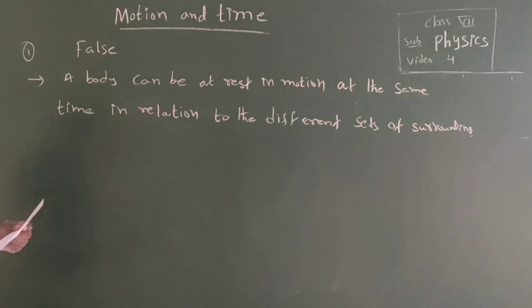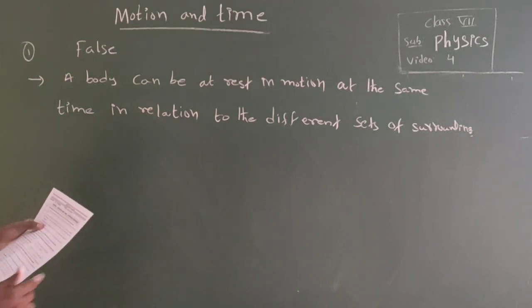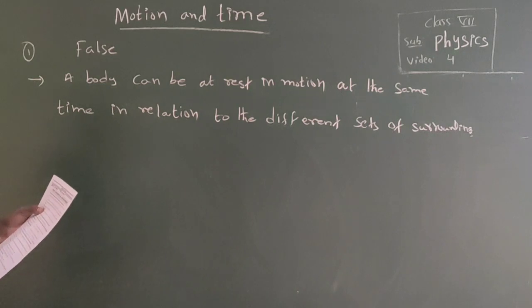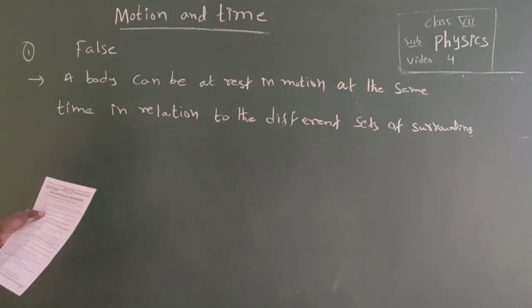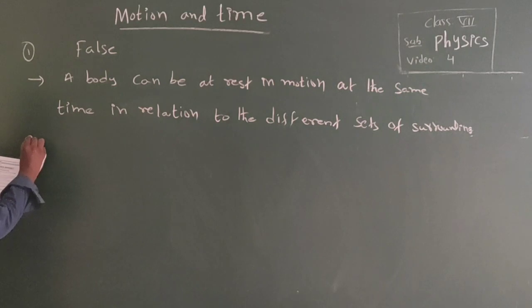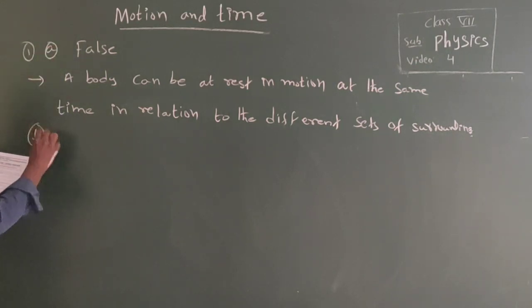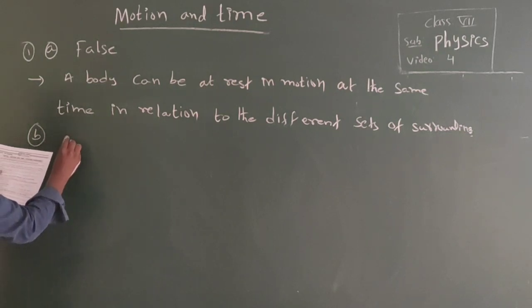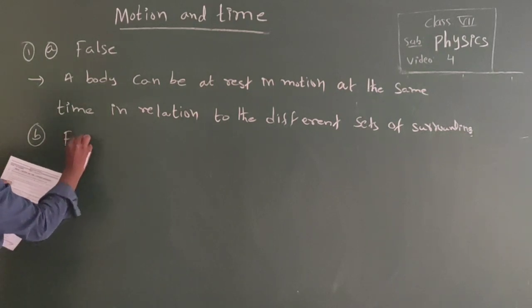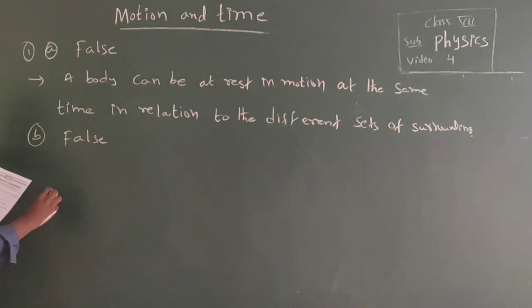Next one. A passenger flying in an aeroplane is at rest with respect to the airport and moving with respect to the passenger. It is a false statement. A passenger flying in an airplane is at rest with respect to the other passenger and at the same time moving with respect to the airport. Okay. So question B is a false statement. What is the correct statement?